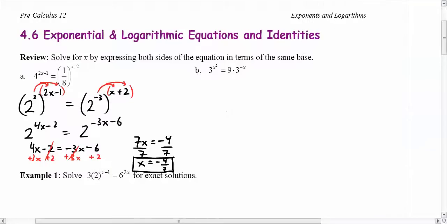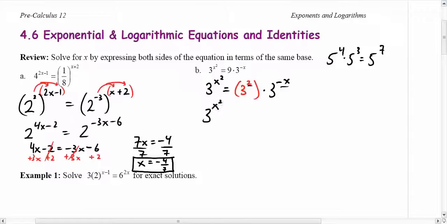Now in the second equation, everything is in base 3. So I can rewrite 9 as 3 squared. And then just like when I have 5 to the 4 times 5 to the 3, this equals 5 to the 7, I can take these two exponents and add them together because the bases are the same. Okay, now I have a single base on each side of the equation, so now the exponents must be equal. So x squared equals 2 minus x.